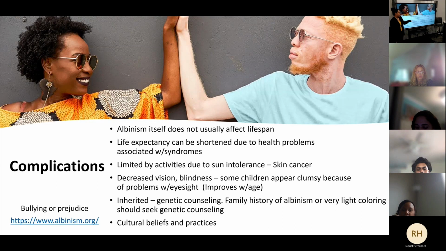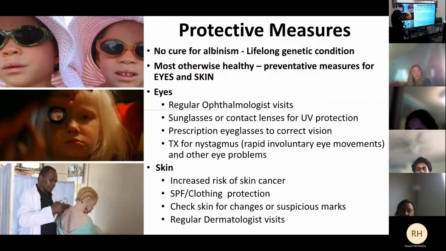Other complications include they're limited by the sun, so outdoor activities. And because of their decrease in vision, some children were seen to be very clumsy when they were younger. However, that does improve with age.